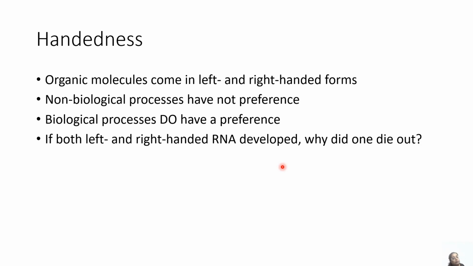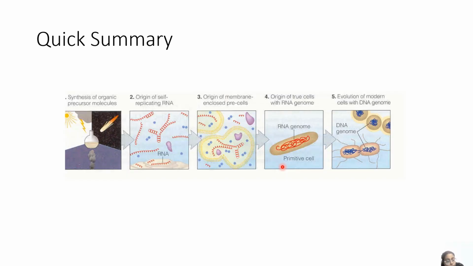Organic molecules come in left and right-handed forms. Non-biological processes have no preference, but biological processes do have a preference. If both left and right-handed DNA developed, why did one die out?